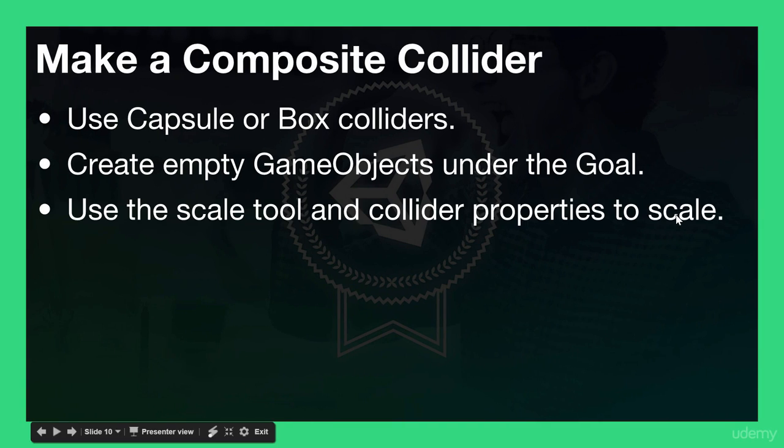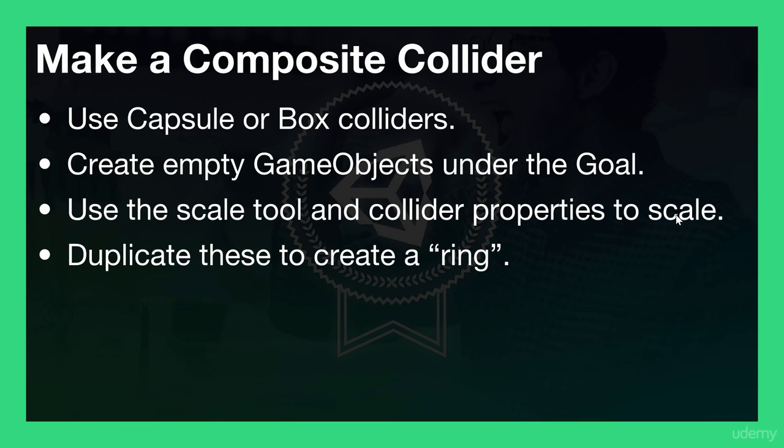Then I'd like you to use the scale tool and the collider's properties to scale it. And duplicate this around the hoop to create a ring so that you can't penetrate that ring. And then play test it. Does it work? Does it knock balls out of the way as you expect? Are there any problems with this? So pause the video and have a go at that challenge.